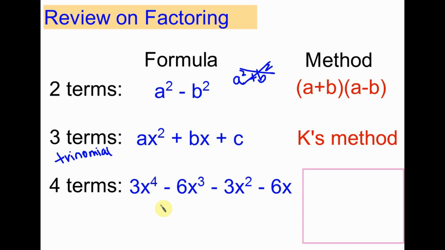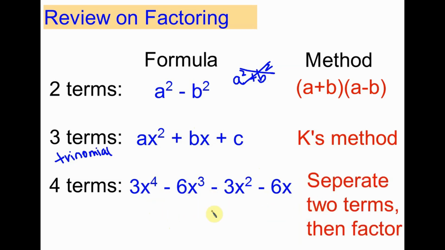When you cross multiply them, you have to get the b value. When you have four terms, such as 3x to the fourth power minus 6x cubed minus 3x squared minus 6x, there were a few different ways, but first we were separating them into groups and then factoring individually. This is the end of the review.